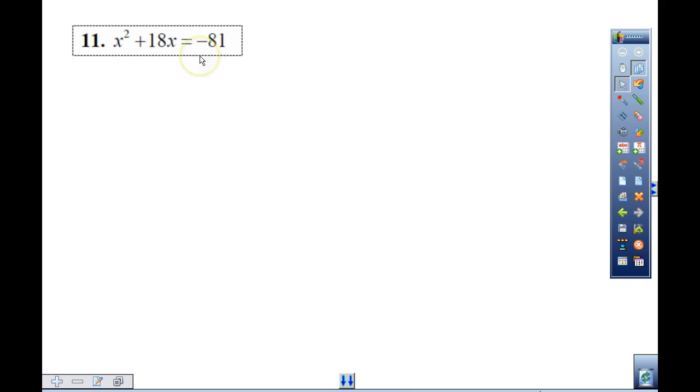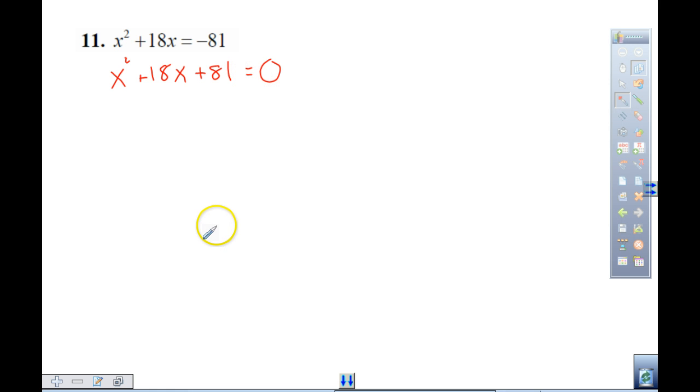Alright, so I note that we have an x squared, we have an x, and we have a number, so this is one step away from a quadratic if I add 81 to both sides. So we can go through and factor this, see what we get. And what does it come out to? 9. So your answer is, yeah, x equals -9.